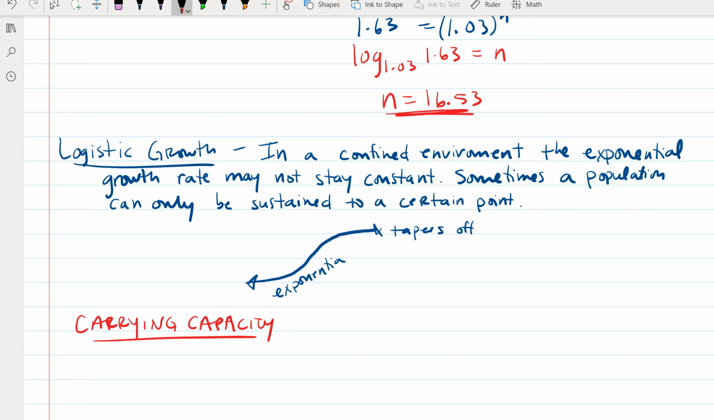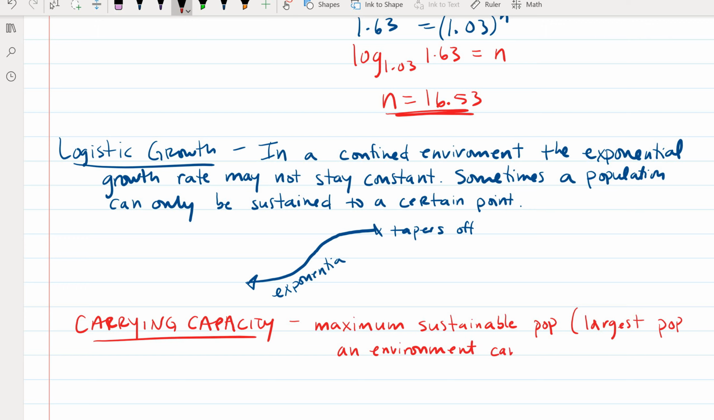The carrying capacity is the maximum sustainable population, or the largest population an environment can support.